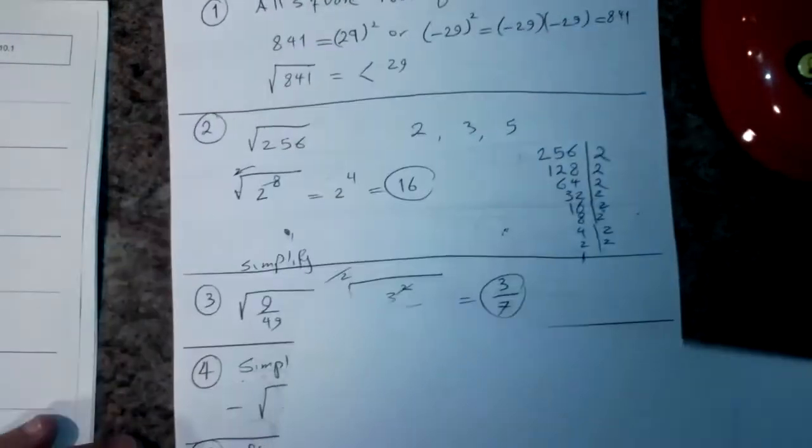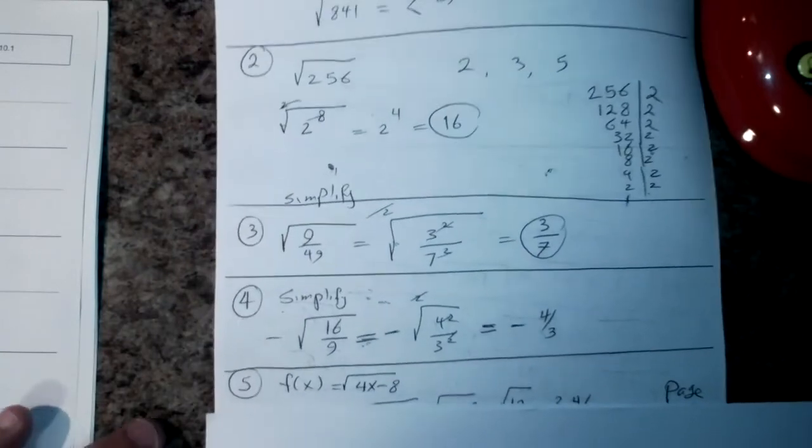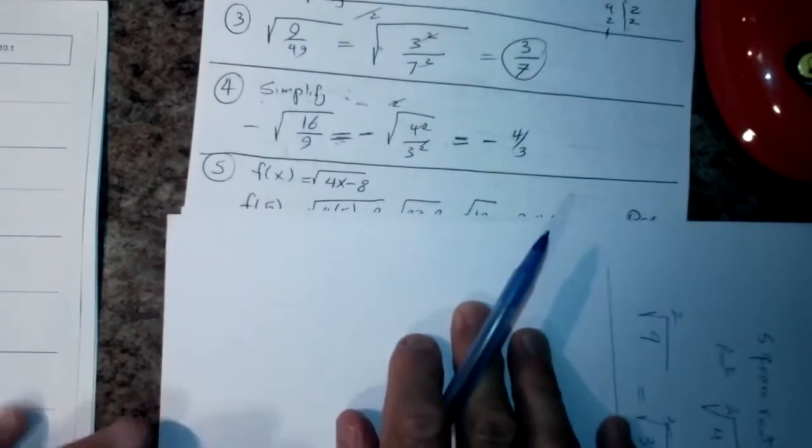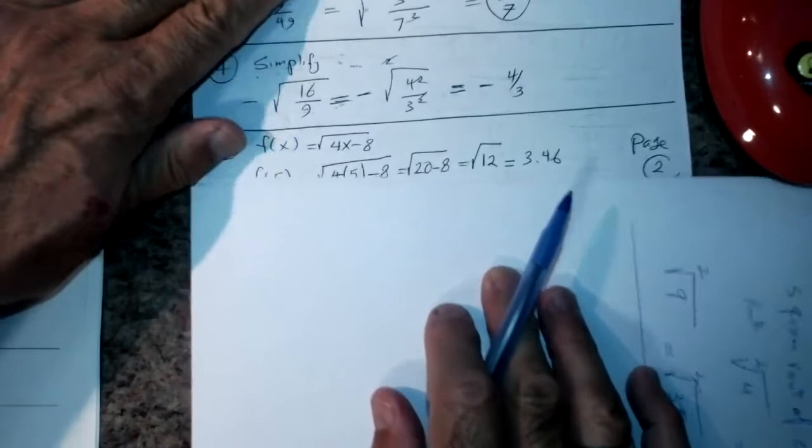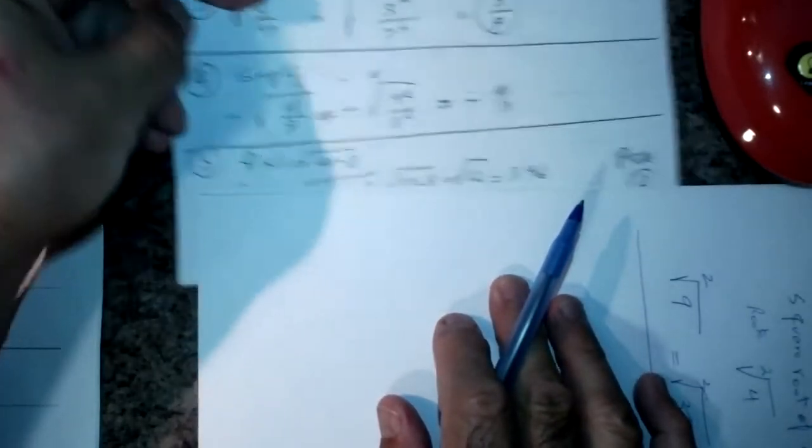So in that case, when you have f of x is the radical of 4x minus 8. Let me hide this so you can just see that.